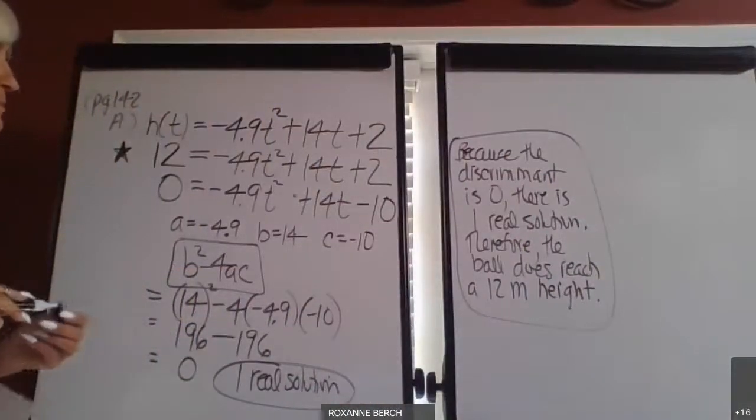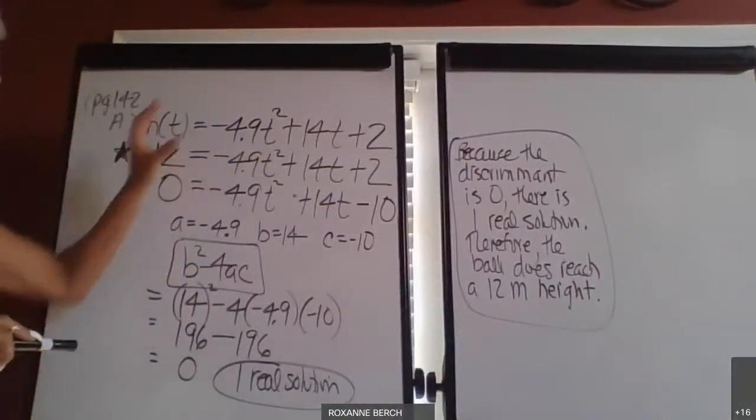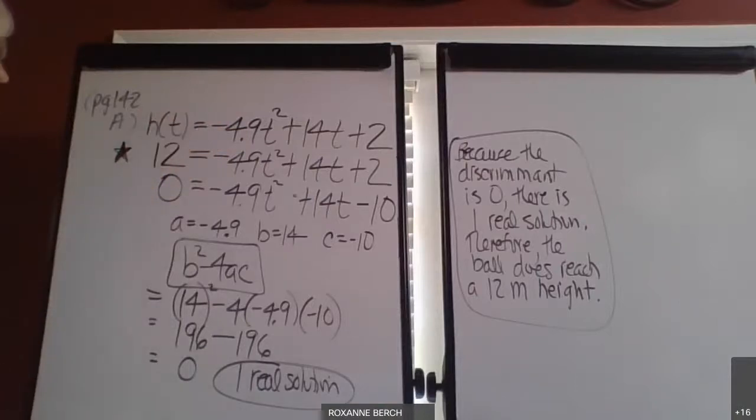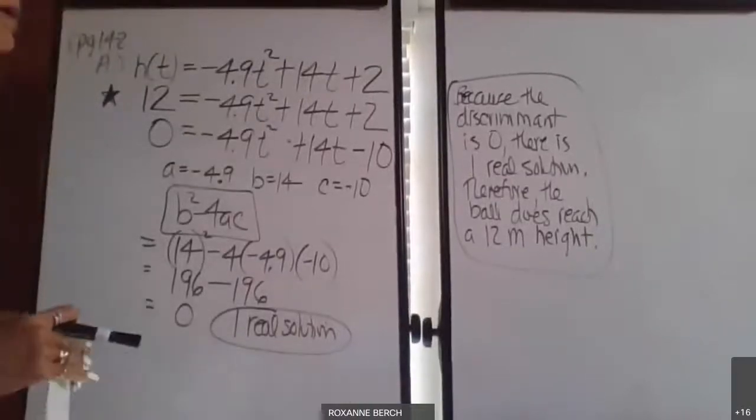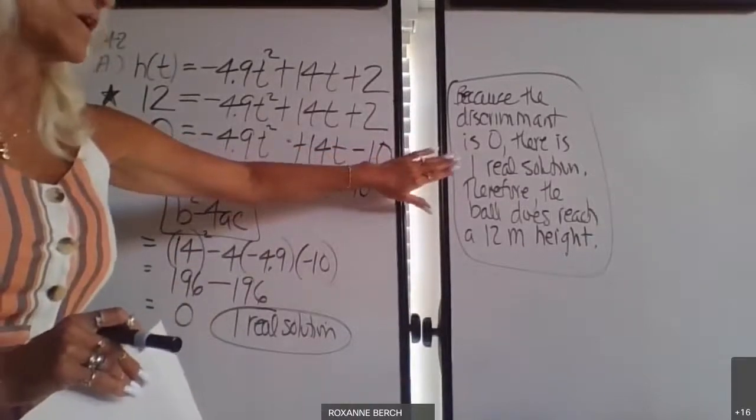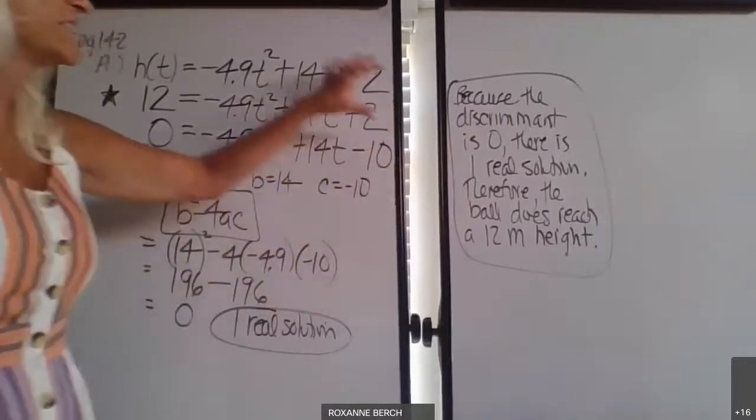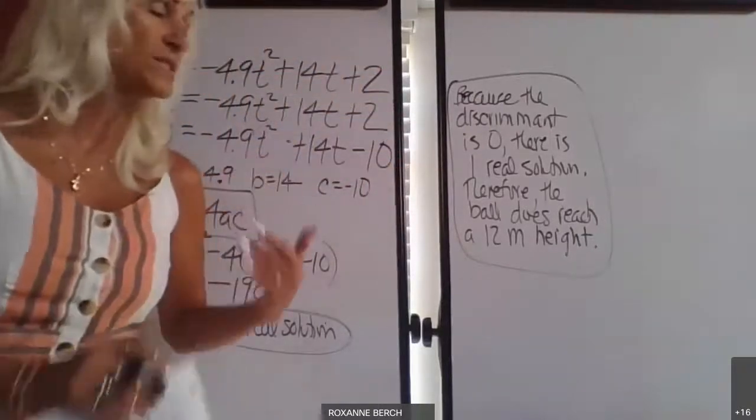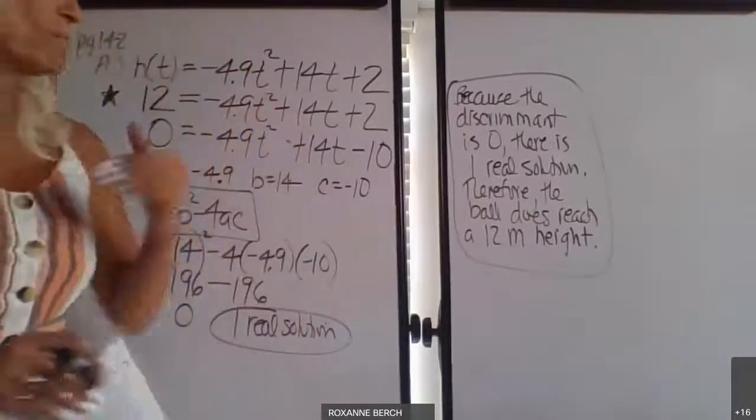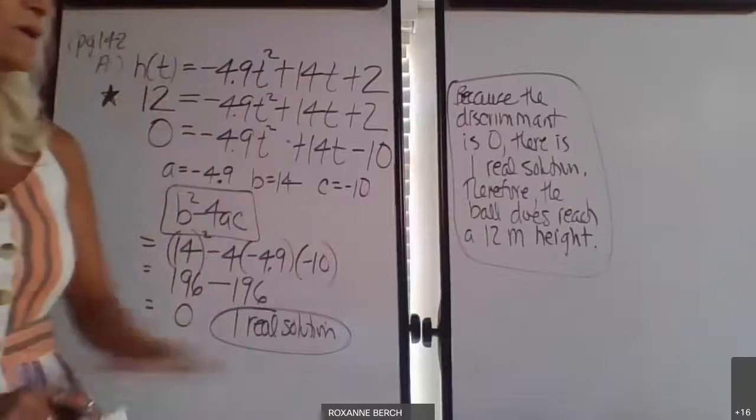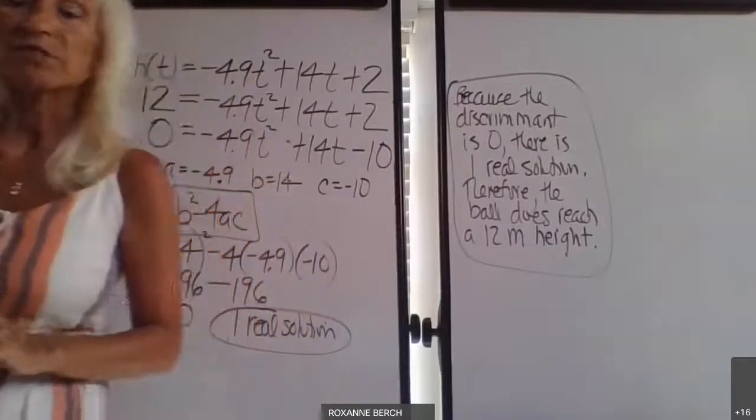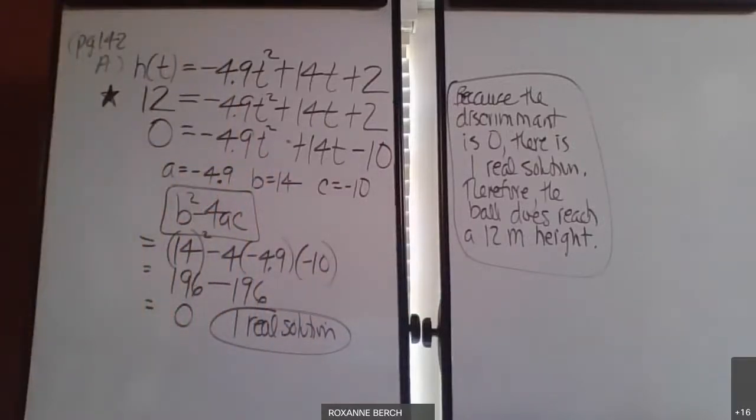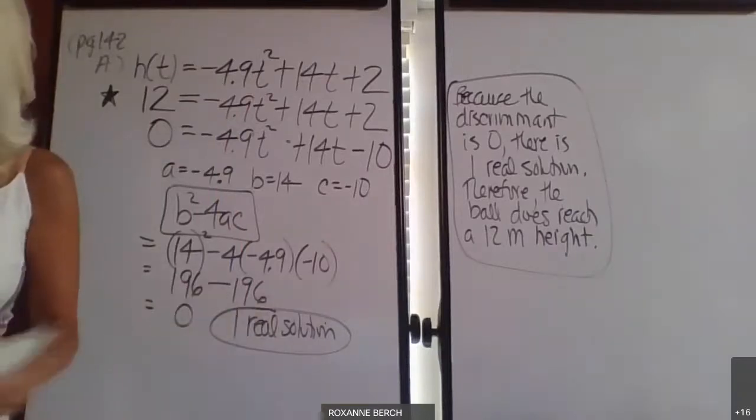So we didn't solve it. We just took this function and they were asking about the height of 12 meters. And we looked at the discriminant and the discriminant was 0. So because the discriminant is 0, there's one real solution. So because this function modeled the real life problem when I put in the 12, that means the ball does reach a height of 12 meters, and we didn't have to find the solutions. We didn't have to solve for t.